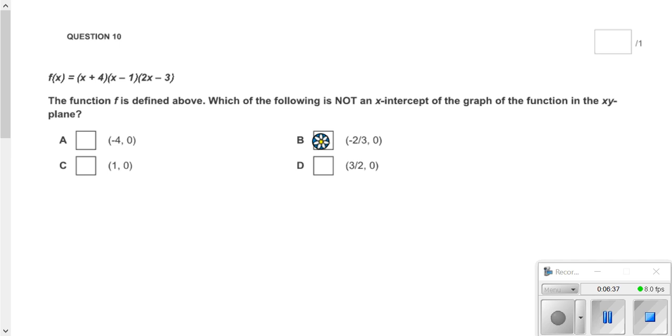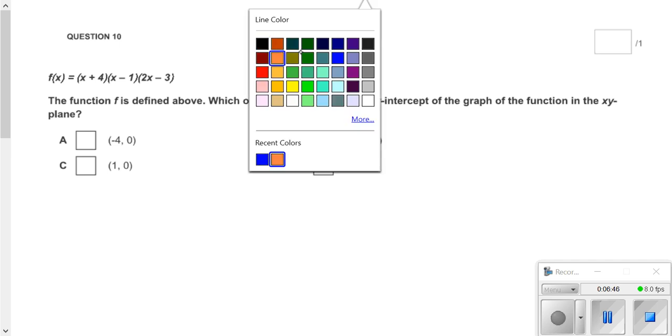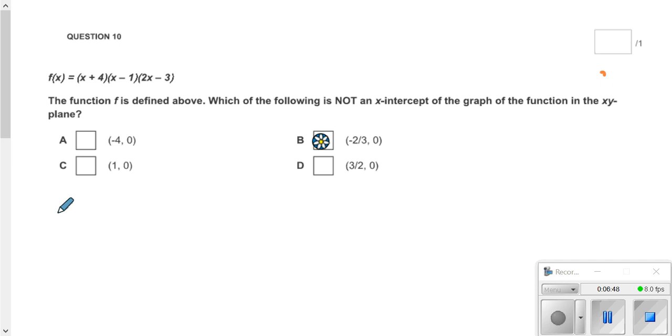Okay, question 10 we do need to look at. So in question 10, they talk about function f. Function f is given to us in factored form, which is very, very helpful. They could have made this question harder by having it not be factored for you already. It asked which of the following is not an x-intercept. Well, x-intercepts occur when y equals 0, and the y here is in function form, so it's f of x. So I want that to be 0.